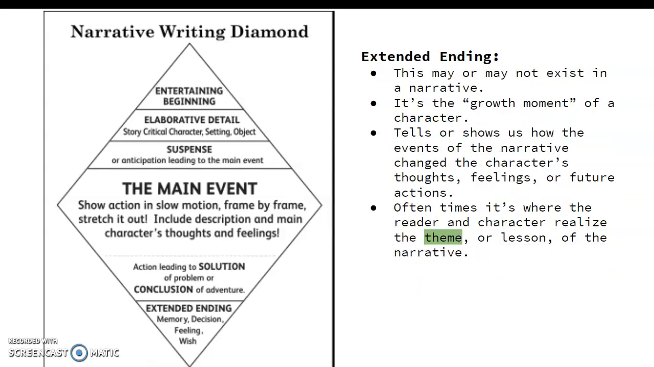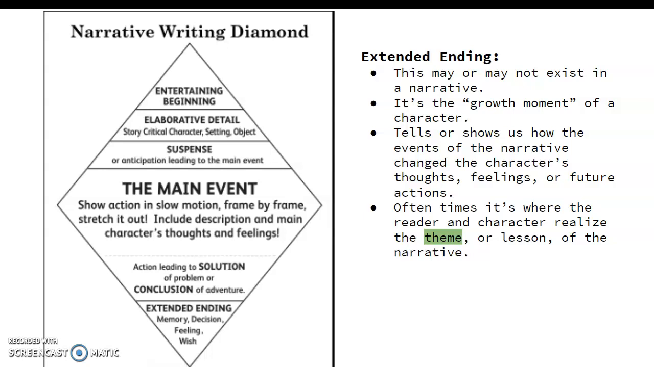The extended ending may or may not exist in a narrative piece. Just my own personal opinion, I happen to think it's very important, but it may be explicit, word for word shown to you, where you can point to it in the story with your finger, or it may be implicit, meaning you kind of have to figure it out on your own. No one's going to tell you what the character learned. No one's going to tell you what you should take away. But it's that growth moment of the character. It's where we realize the character has changed their thoughts, changed their feelings, maybe even changed their future actions. A lot of times in reading class, we call that the theme.